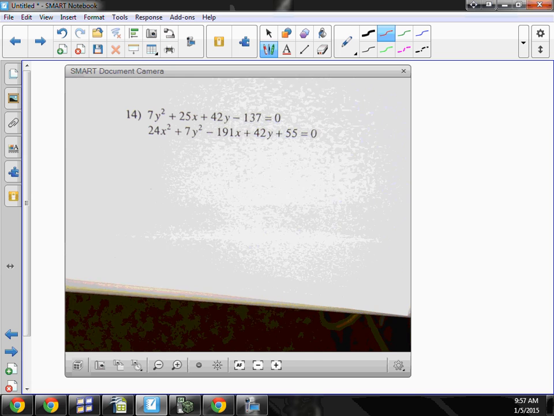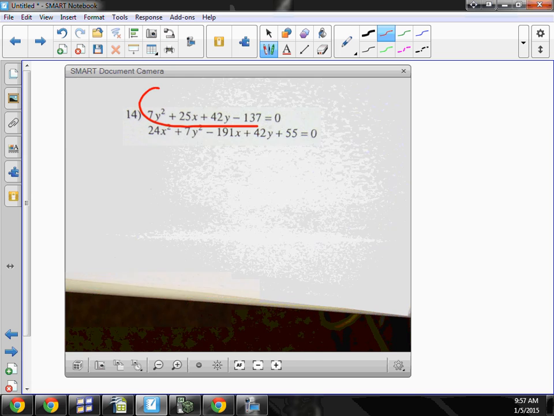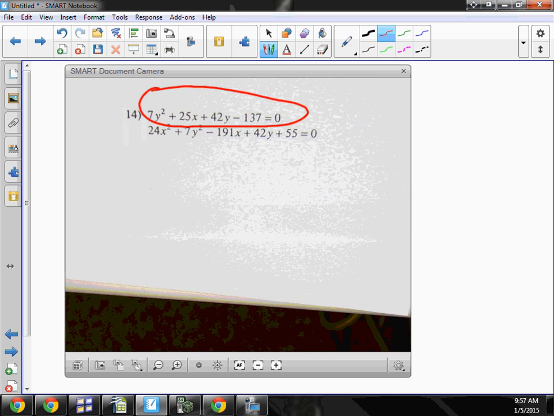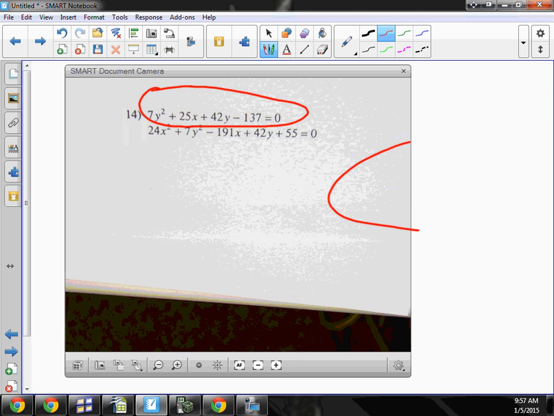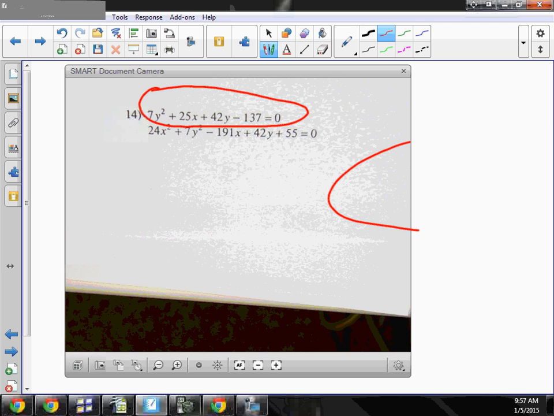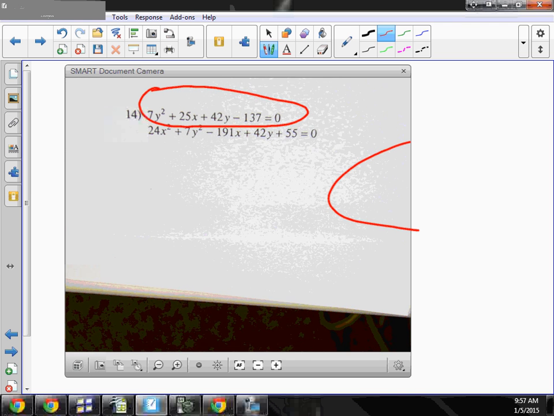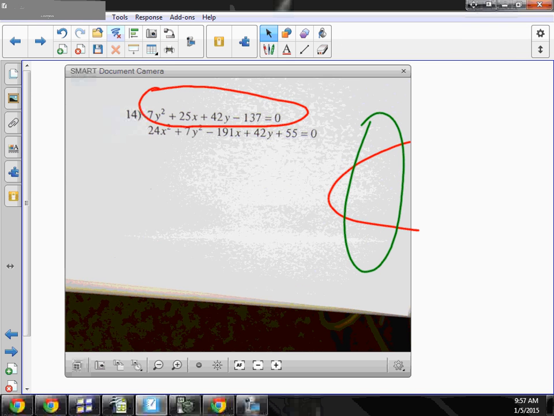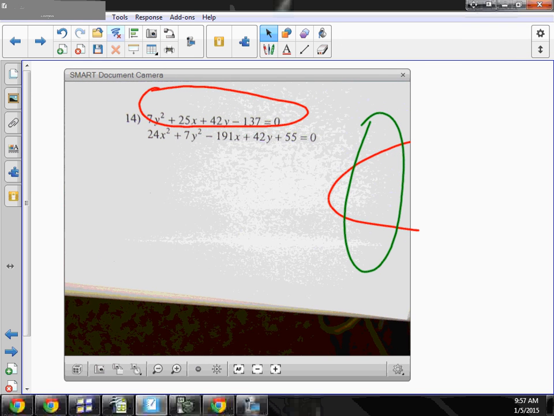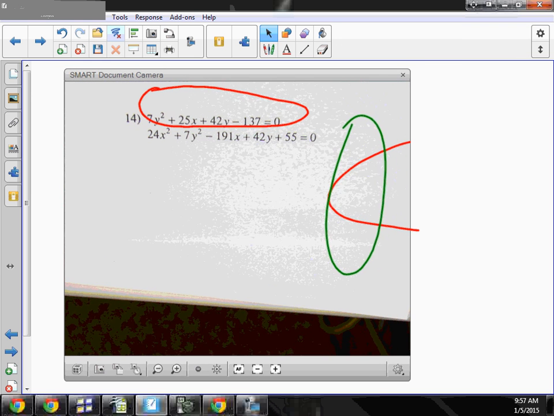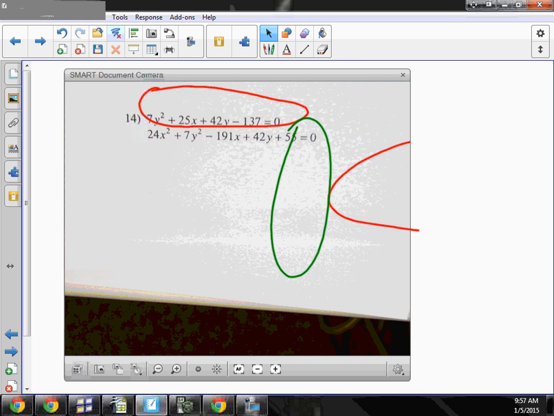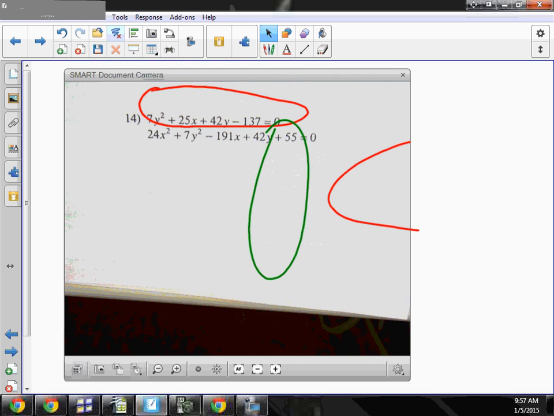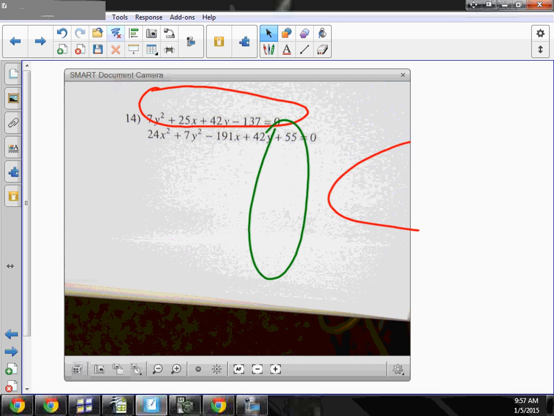So this is a horizontal parabola. So it looks like this. And the bottom equation would be an ellipse. So there's a possibility for 4 solutions. You could have 4, or you could have 3, or you could have 2, or you could have 1, or you could have none. It just depends on what the quadratics are.